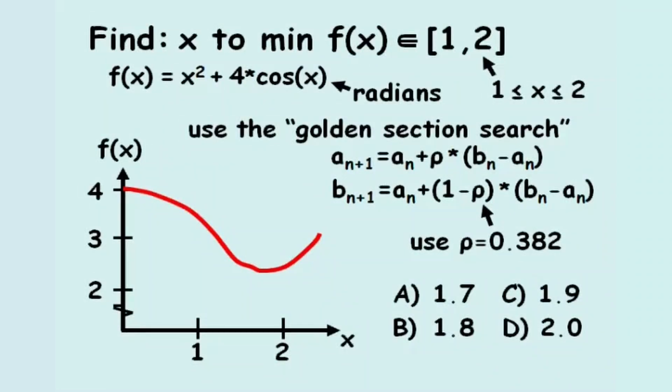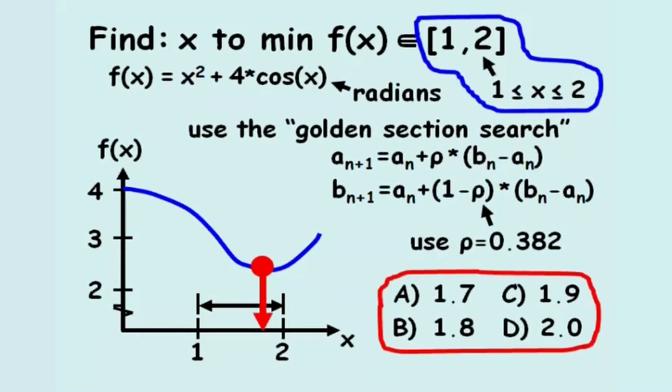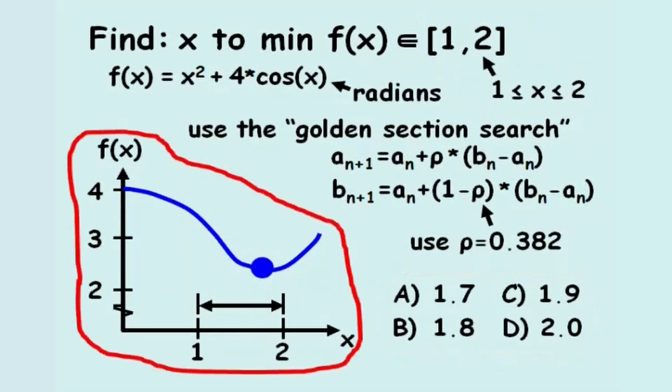Find the value of x, which minimizes the function f of x, where x is between 1 and 2. In this problem, a function f of x is provided, where the cosine term reads in radians. When searching within the range from x equals 1 to x equals 2, we notice a local minimum exists closest to either 1.7, 1.8, 1.9, or 2.0. Also note that the figure is not drawn with enough accuracy to determine the correct answer by observation.